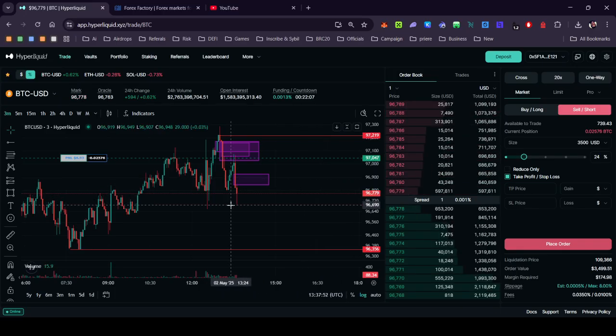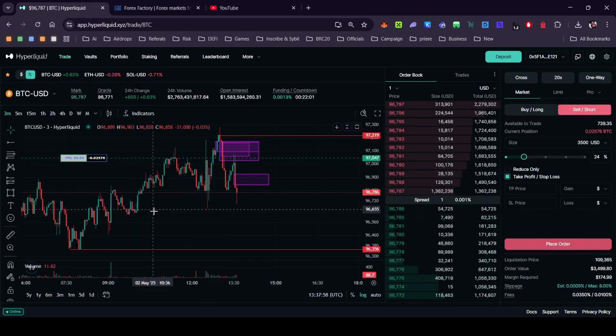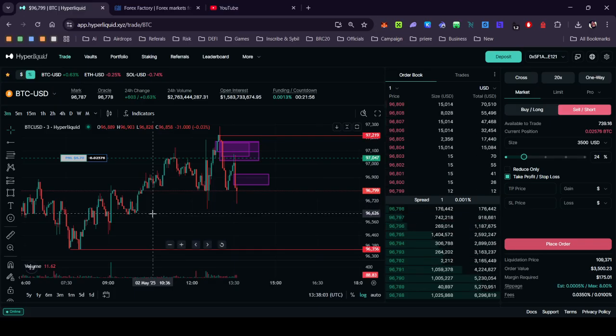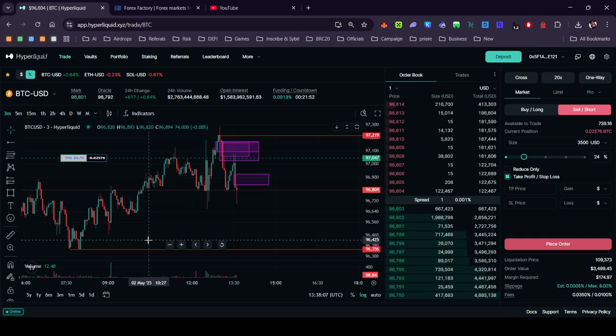So price is showing a lot of bullish momentum, even after hitting that bullish fair value gap, getting close to our previous order block, with the major order block around 96K 400.